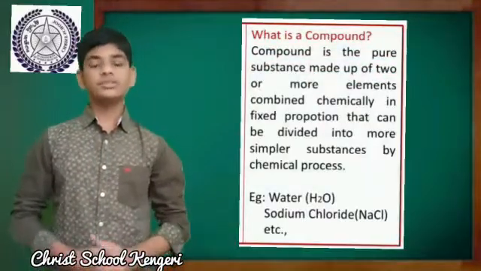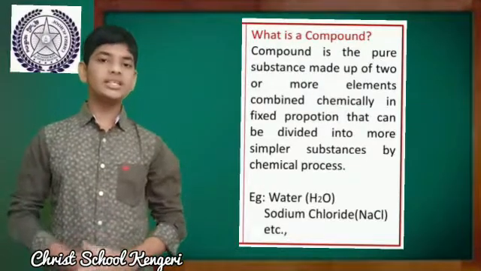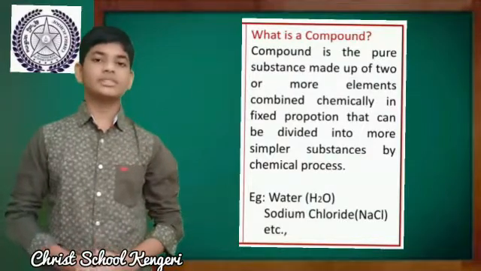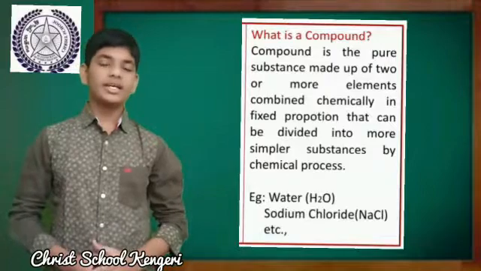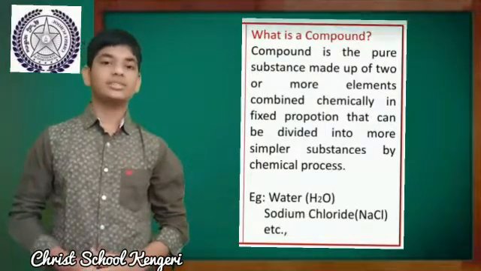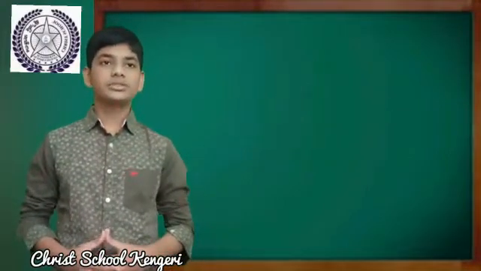What is a compound? Compound is a pure substance made up of two or more elements combined chemically in fixed proportion that can be divided into more simpler substance by chemical process. Example, water made up of hydrogen and oxygen, sodium chloride made up of sodium and chlorine. Now let us see the difference between elements and compounds.